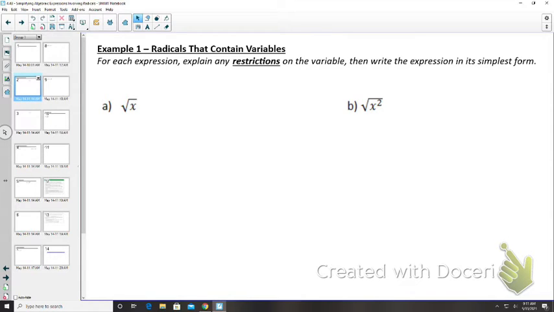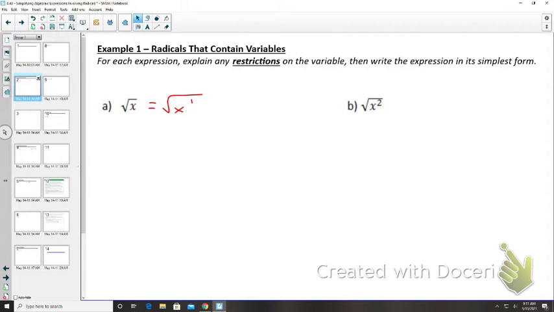Our first example here, and again, remember we are simplifying algebraic expressions involving radicals, okay? Now when we're doing this, we have to first look at our expression and find any restrictions on the variable, and then we want to write it in simplest form. Okay, so for 1a, we have the square root of x, okay? So this is the same thing as saying the square root of x to the 1.